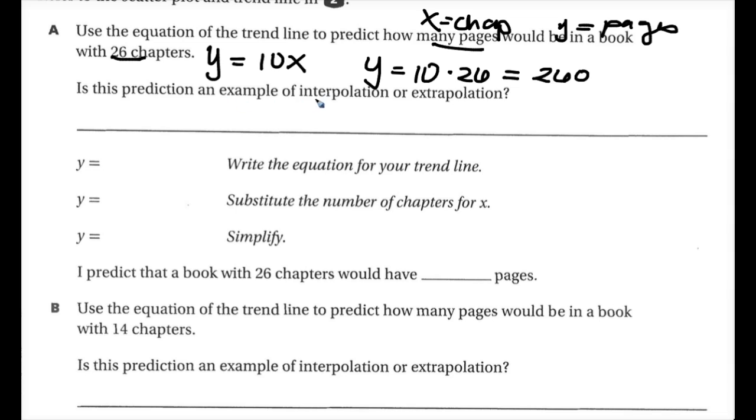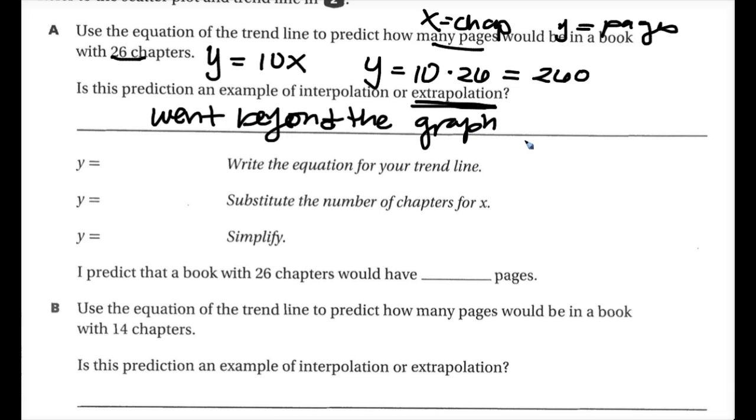Is this a prediction of interpolation or extrapolation? If you look at what I just did, where I had to extend it out and add parts to my coordinate plane, the minute you have to go outside of the data that's given and try to make a prediction and extend your graph, that's extrapolation. So it would be extrapolation because I had to go beyond the graph.